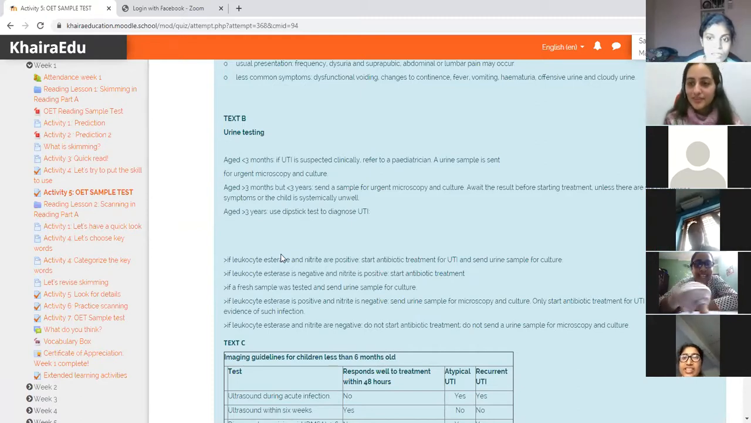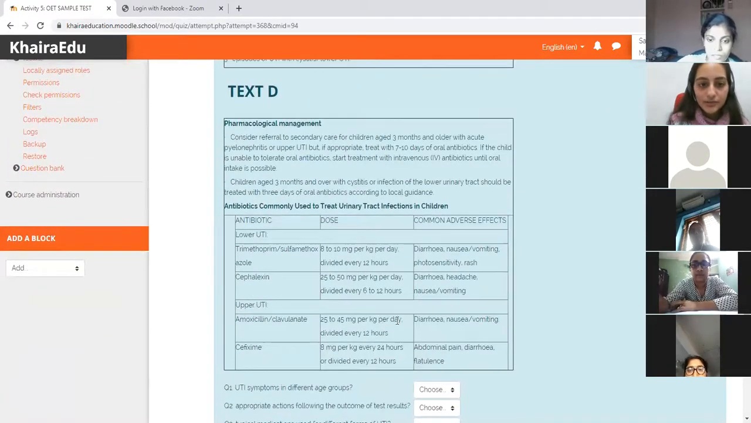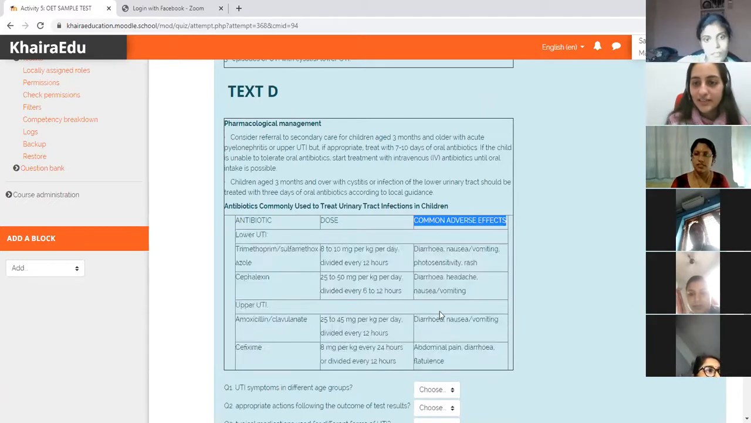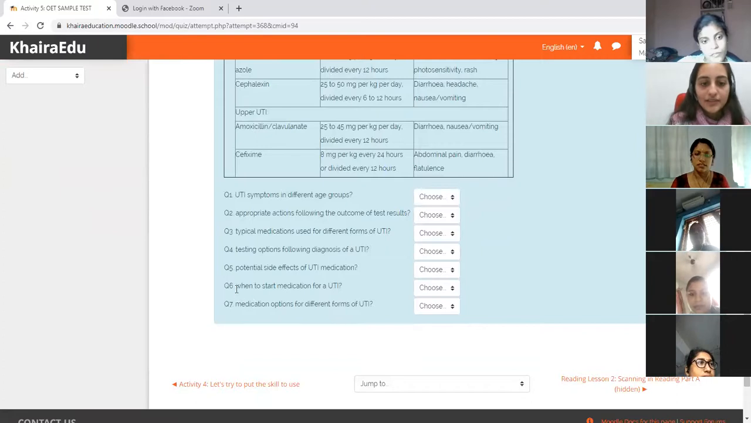So A, B, C, D. Someone said B, so I'm asking them. Did anyone answer B? I heard some B's. Okay, because I thought I heard someone say B. So just for clarification of your doubt, I referred to that. But other than that, yes, the answer was D. So where can you find the side effects? Common adverse effects. Yes, this particular heading made you decide, right? Great.